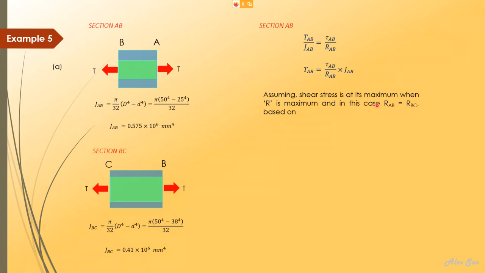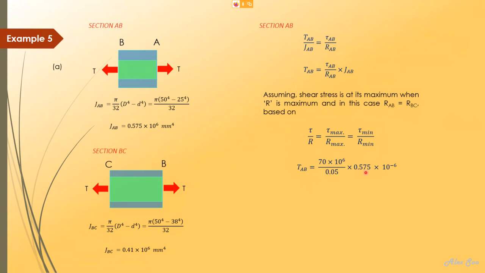Initially, we consider RAB and RBC to be the same. So when the R is the same, then the shear stress, of course, will be the same. Based on our theory, if we consider maximum shear stress, we would have to consider maximum radius. If we consider minimum shear stress or minimum radius, what we got will be the minimum shear stress. That is basically based on the theory. So from here, we will be able to find out the torque.